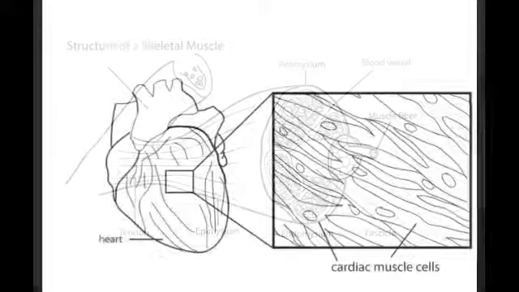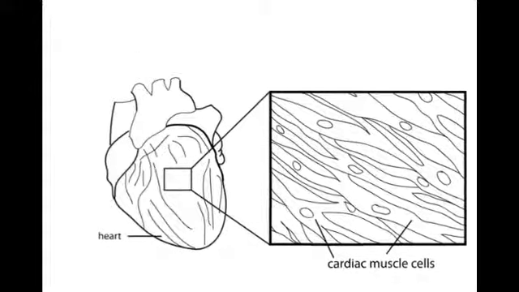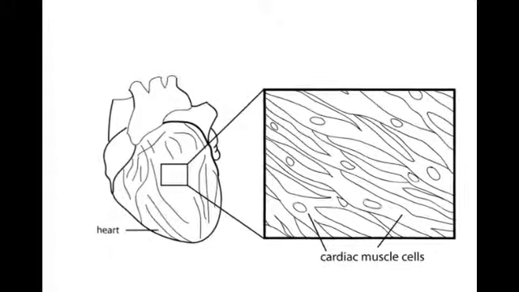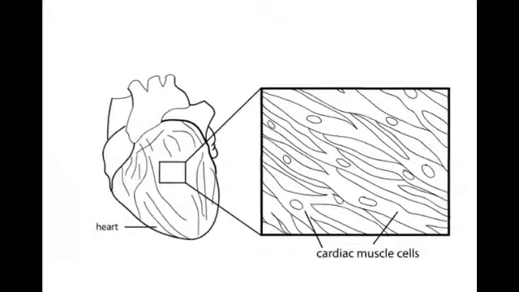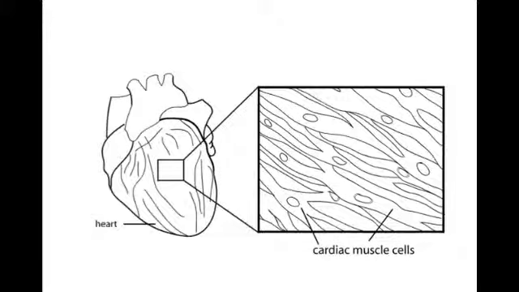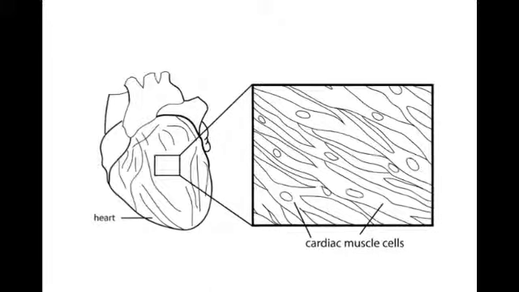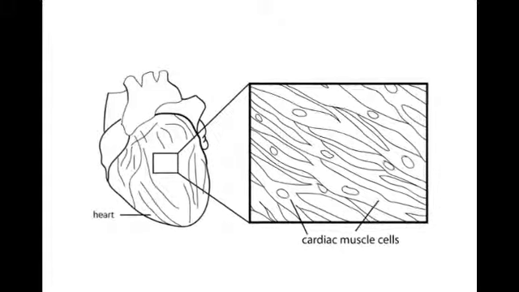The last muscle that we're going to be looking at is cardiac muscle. It only exists in the heart. It is an involuntary muscle tissue, but its fibres are striated and each cell has one nucleus. So in structure, it actually resembles skeletal muscle. The function of cardiac muscle is the pumping action of the heart.